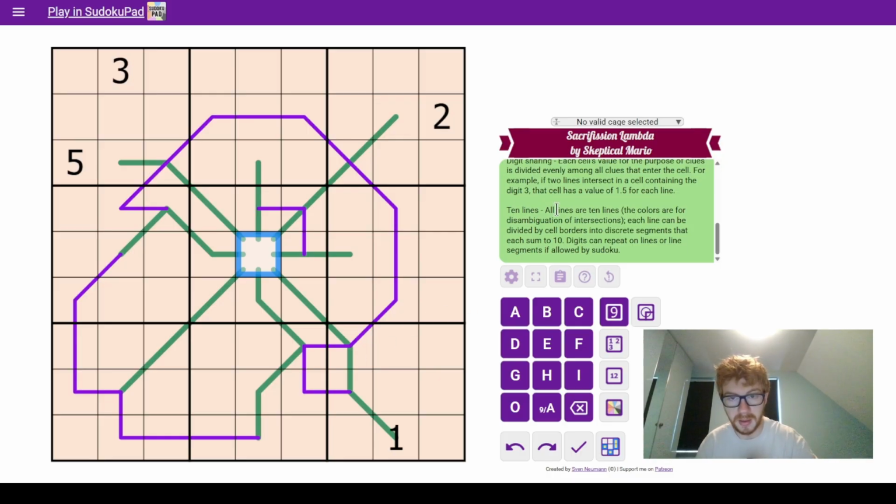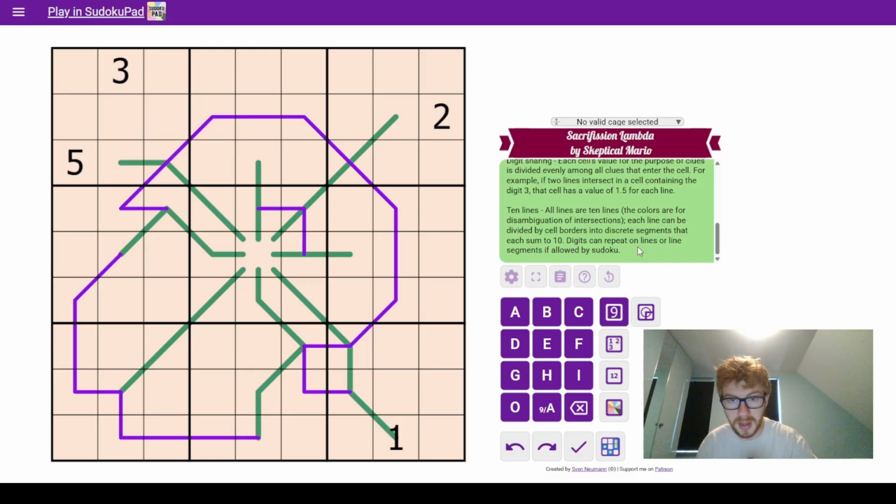Okay, 10 lines. All lines are 10 lines. The colors are for disambiguation of the intersections. Each line can be divided by cell borders into discrete segments that each sum to 10. So normal 10 line rules except for the splitting part.